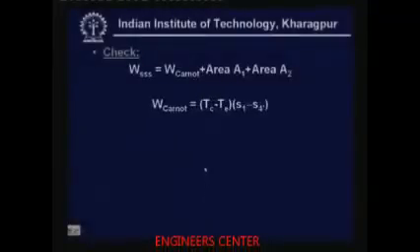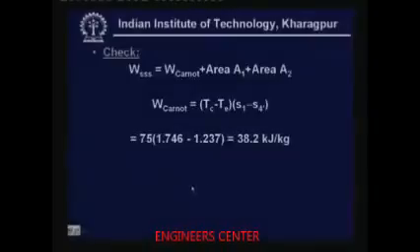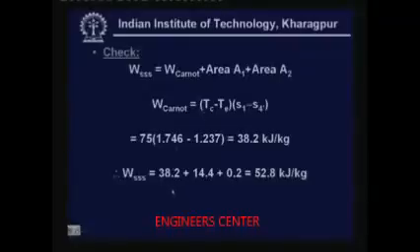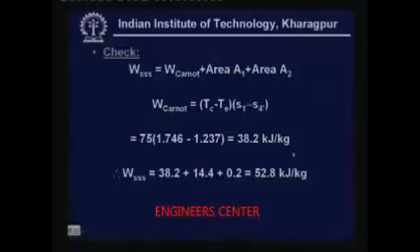So if you are doing that, work input to the Carnot cycle is found to be 38.2 kilojoule per kg, and work input to the standard cycle from this expression is 38.2 plus 14.4 plus 0.2, which is working out to be 52.8 kilojoule per kg, which matches exactly with the data obtained earlier. Okay.